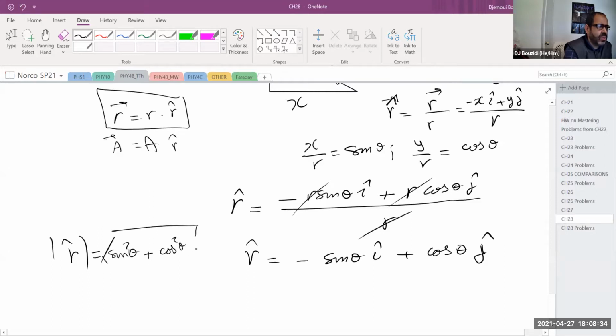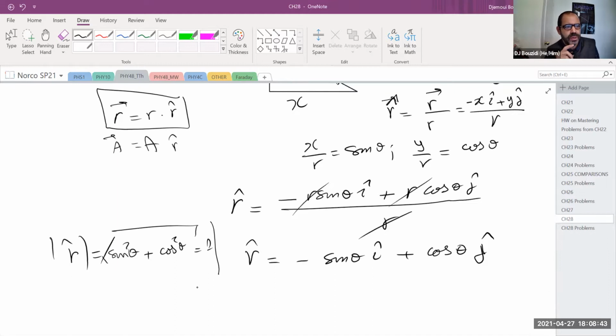And sine squared plus cosine squared is 1. So the length is indeed 1. So this is really a unit vector. Okay, so it's truly a unit vector that we're dealing with at this point. As it should be, because regardless of what theta is, this is always 1.